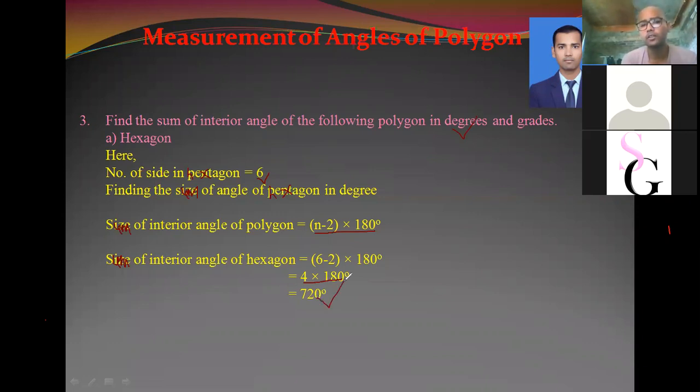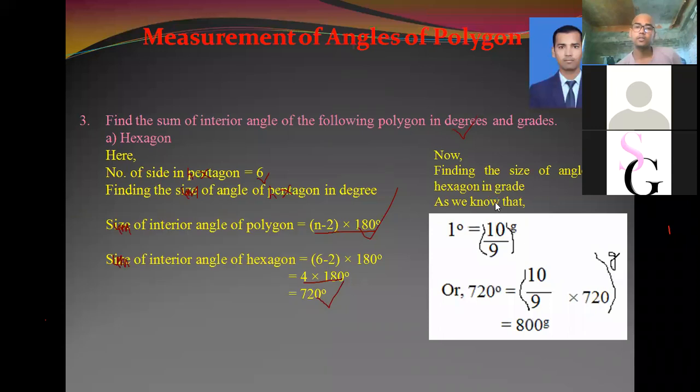In this way we can find the sum of any polygon by using the formula (n minus 2) into 180 degrees. I hope you understood the quiz solutions. Now, for the second part, we need to find the sum of the interior angles of a polygon in grade.